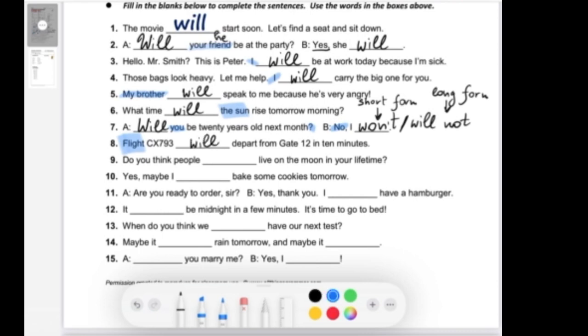Do you think people will live on the moon in your lifetime? People, they will live on the moon in your lifetime. Yes, maybe I bake some cookies tomorrow. Maybe is the keyword, tomorrow is the keyword, it is the future, and we'll use will. I will bake some cookies tomorrow. Are you ready to order, sir? Yes, thank you. I and the affirmative sentence. So what does it mean? It means that we're going to use I will have a hamburger.